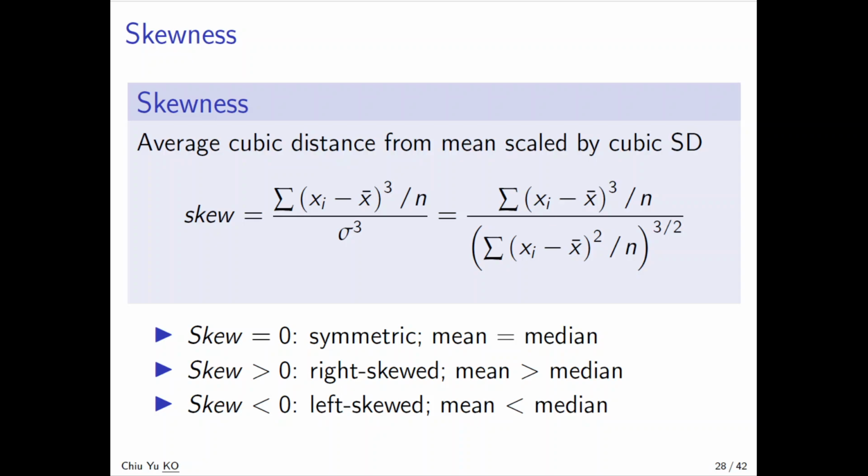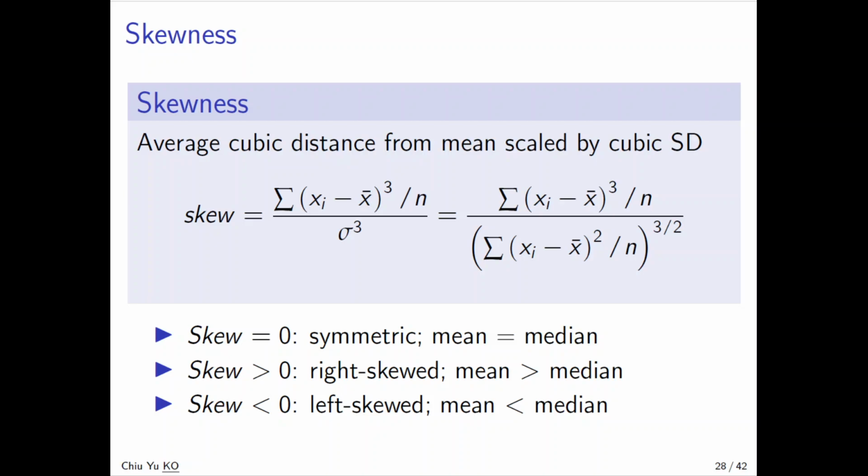Now we want to talk about skewness. Skew is whether the distribution is symmetric or not. The formula is very simple, but the calculation can be very complicated. The idea is very closely related to standard deviation or variance.